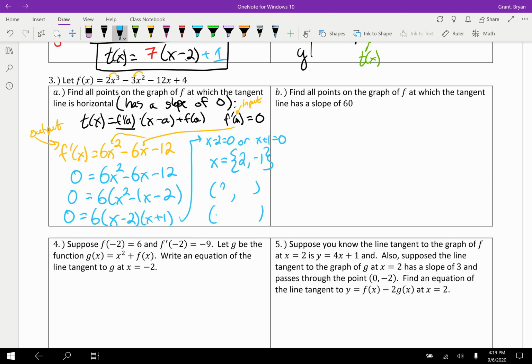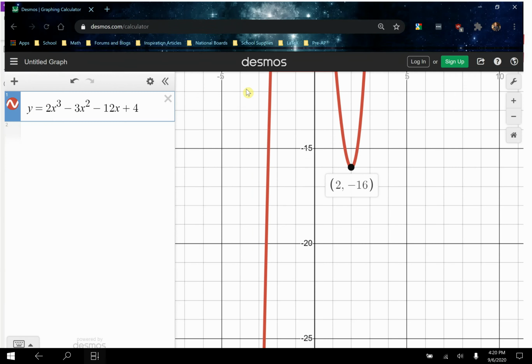So we're going to take our two x's, 2 and negative 1, and how do we find the y's that go with them? Oh yeah, we take those x's and we put them back into the original equation because we want points on the graph of f. We take 2, put it into the original equation, and have to do the math. Now, just to make sure I'm right, it seems like an x value of 2 and an x value of negative 1 should be our horizontal tangents.